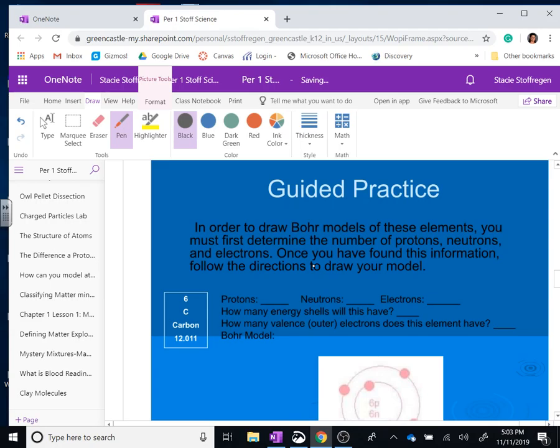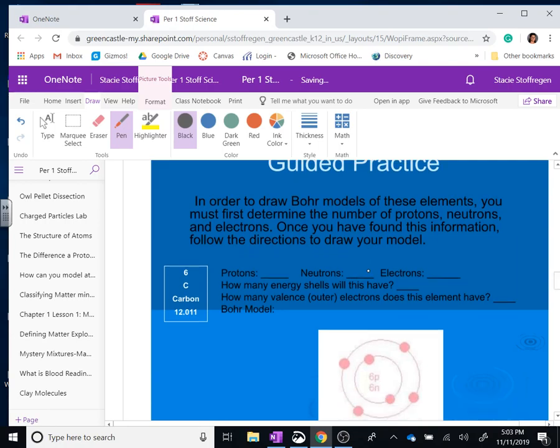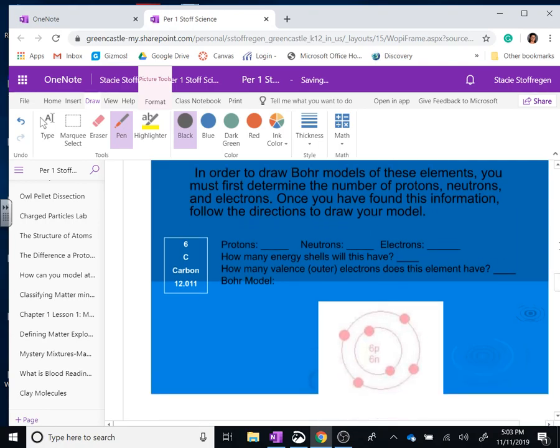So now, let's see if we can do some guided practice here. In order to draw a Bohr model of these elements, you must first determine the number of protons, neutrons, and electrons. Once you have found this information, follow the directions to draw your model. So with carbon, we know it has an atomic number of 6, which then tells us that we have 6 protons, 6 electrons. So again, we're reviewing. Now it has an atomic mass of 12.01, so 12 minus 6 gives us 6 neutrons. So I have here 6p, 6n.